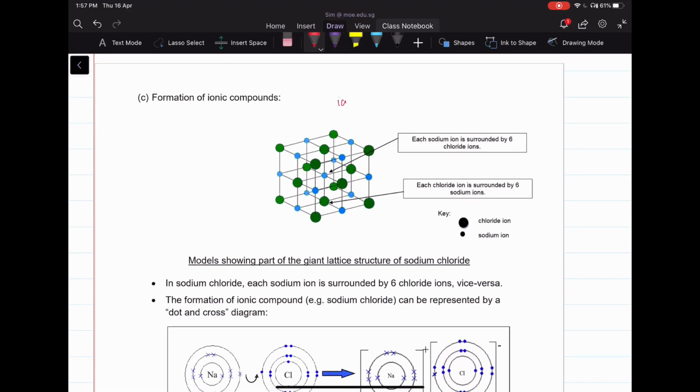This is what I call an ionic lattice structure. Okay, so this is a structure that looks like a Lego block. It's made out of many different things stacked together. And each of these things, if you look closely, there's actually a lot of ions.